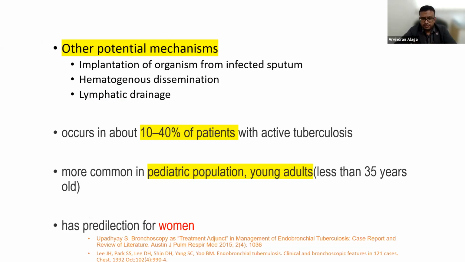Various literature reports different percentages of patients with active tuberculosis who manifest as endobronchial tuberculosis. Certain literature goes as low as 10%, but the majority is around 30 to 40%. It is more common in the pediatric population and young adults, especially young females, and the middle age group, around 35 or 40.